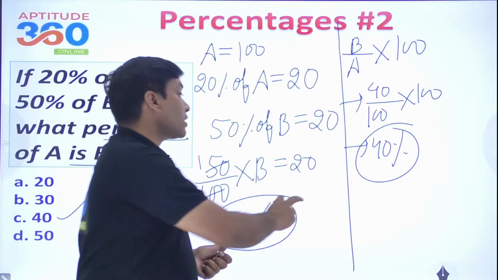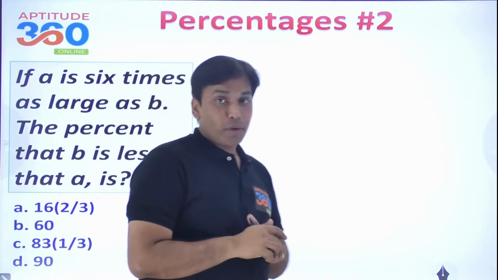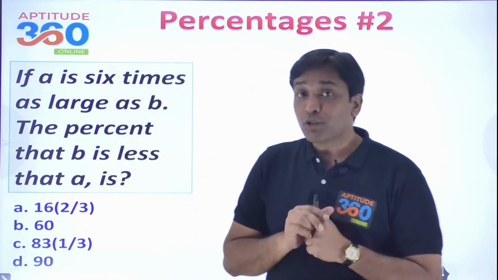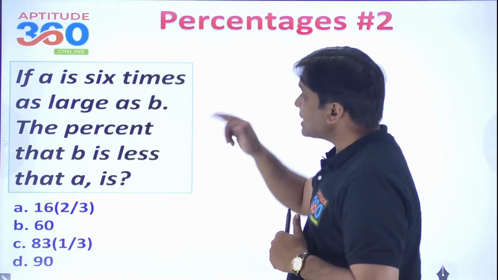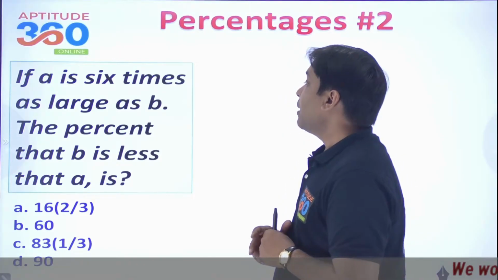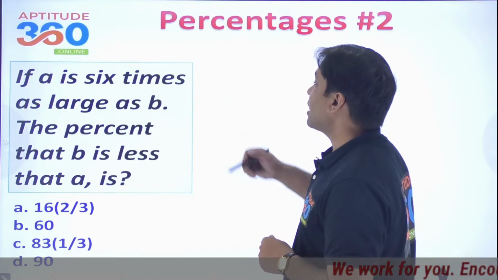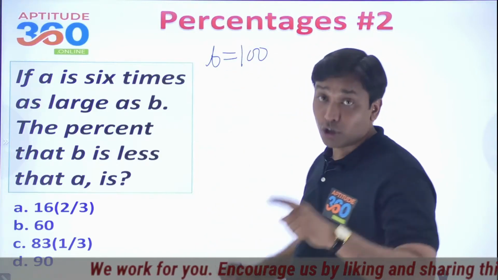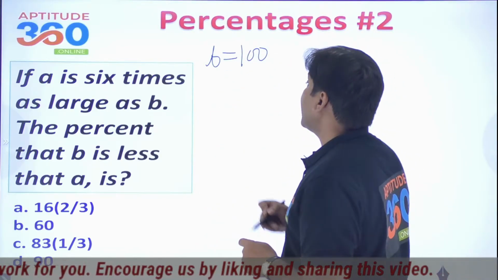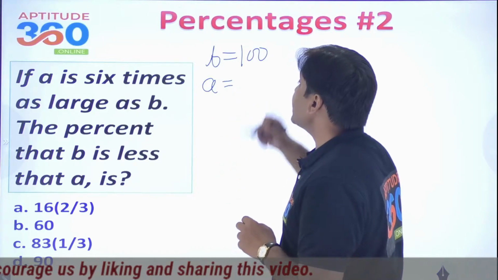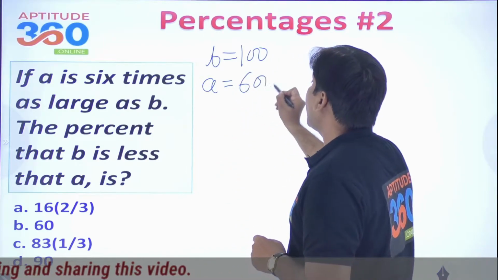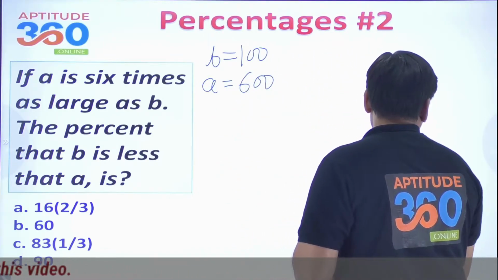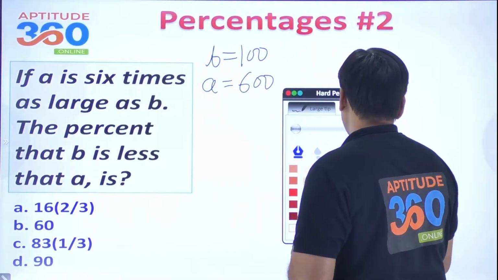चलो जी, if you understand this thing, let us solve this problem over here. Now this one says that if a is 6 times as large as b, I am taking b as 100. Why is that I am taking b as 100? Now probably you should be understanding. And then a, because a is 6 times as large, I am taking this as 600. Does this make sense to you?